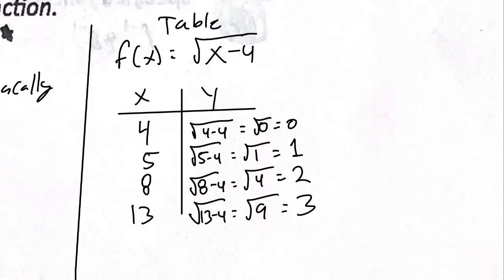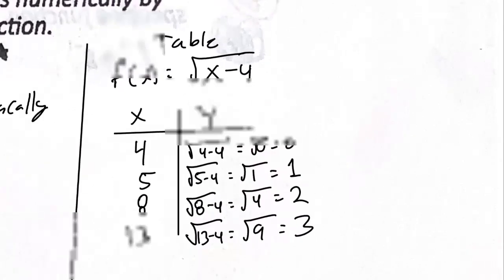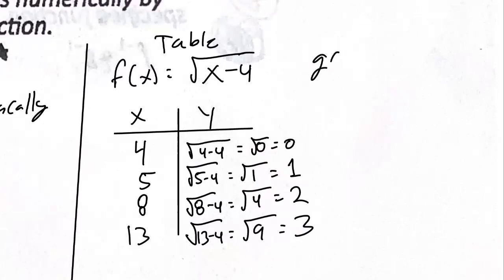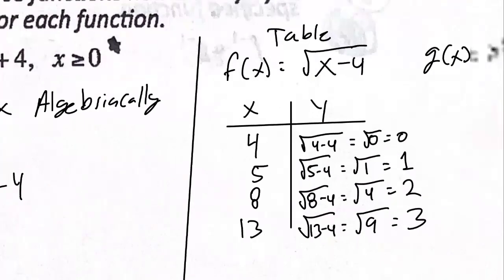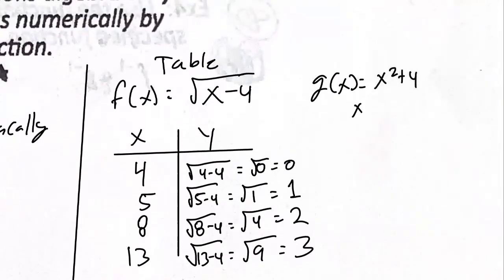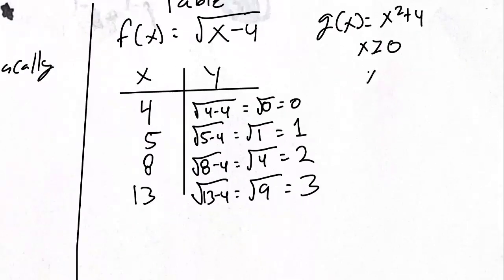Okay. So now we're going to create the table for the other function, g of x. Now the thing about this one is that it has a restriction. It was x squared plus 4. Now the domain for this is all real numbers, right? Because it's a parabola, you can plug in any value and get a coordinate back. But you have to be very careful. It has a restriction of x is greater than or equal to 0. So that's very important. The values that you plug in must be greater than or equal to 0.